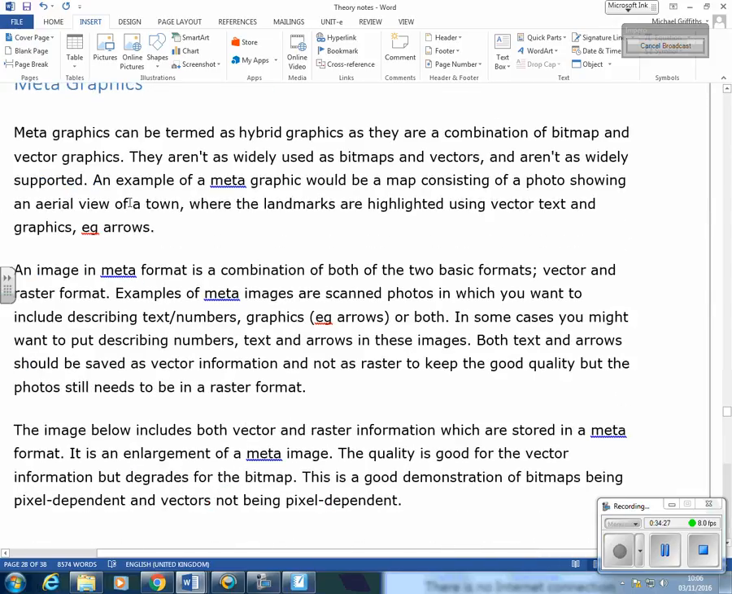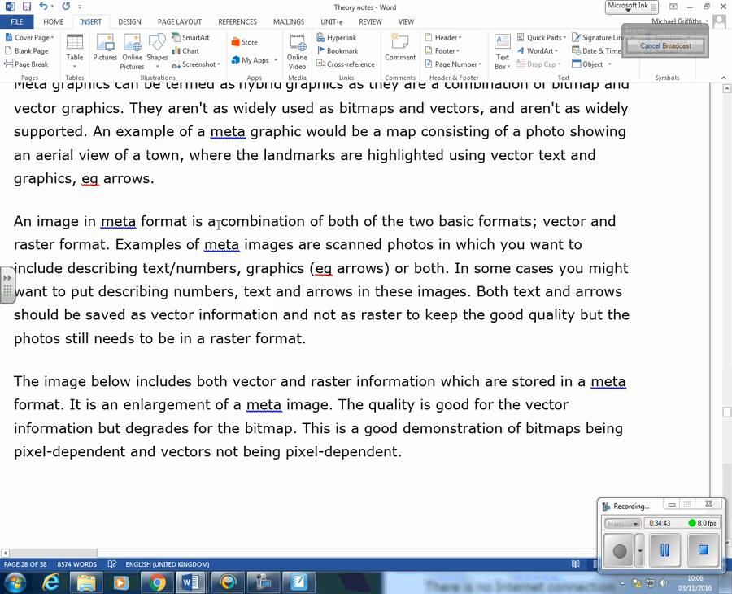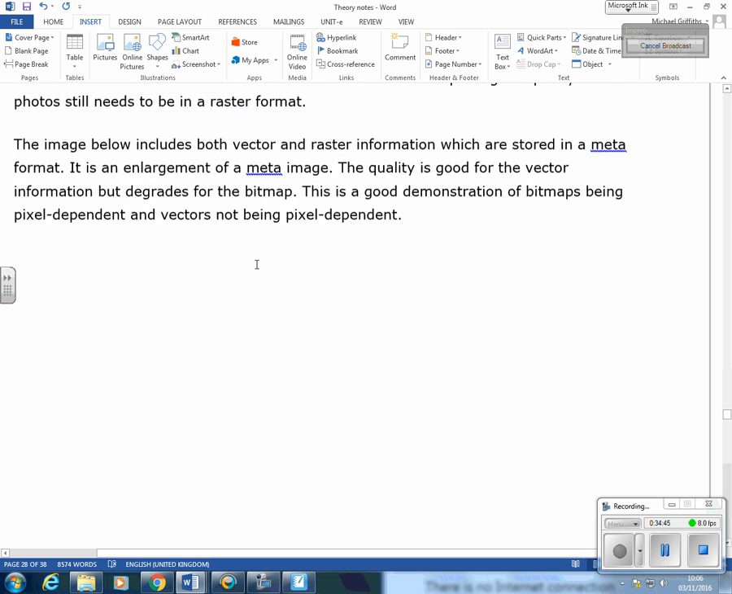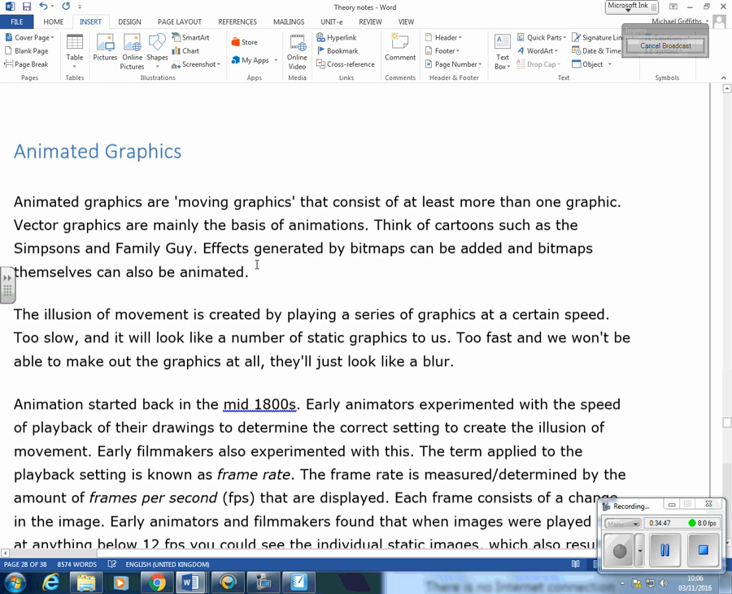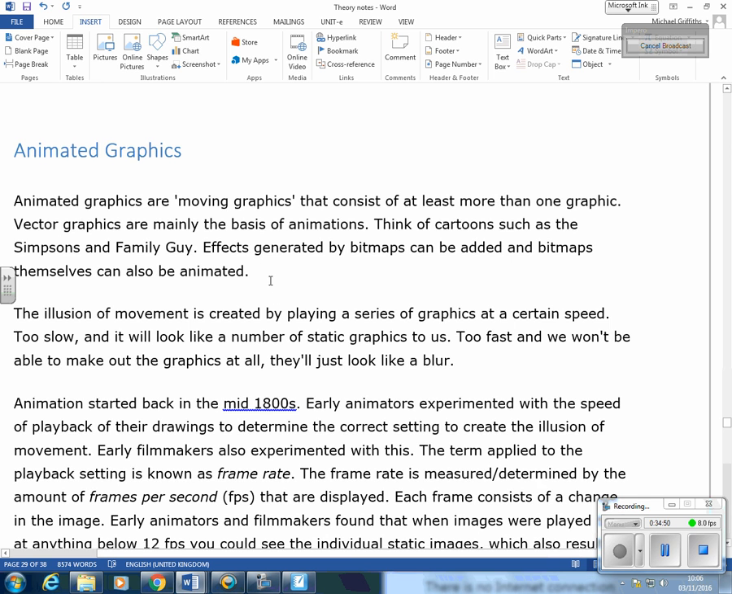Metagraphics are a combination of bitmap and vector. They aren't as widely used. An example of a metagraphic would be a map or a photo showing an aerial view of a town where landmarks are highlighted using vector text and graphics such as arrows. Okay, so that would be metagraphics. Again, have a wee read through. Animated GIFs, you've all seen them.